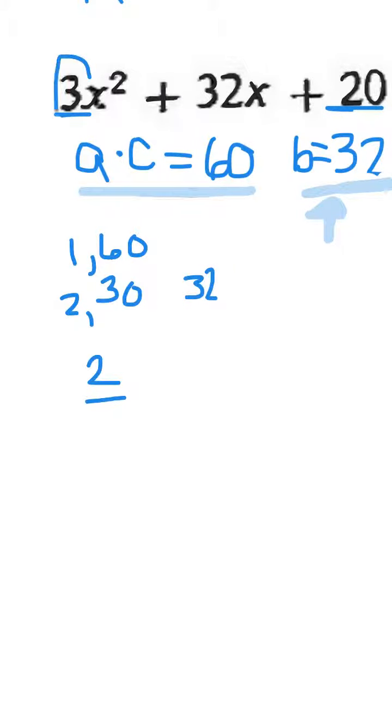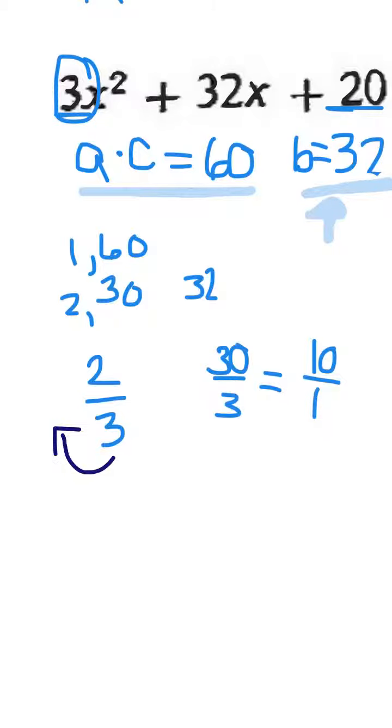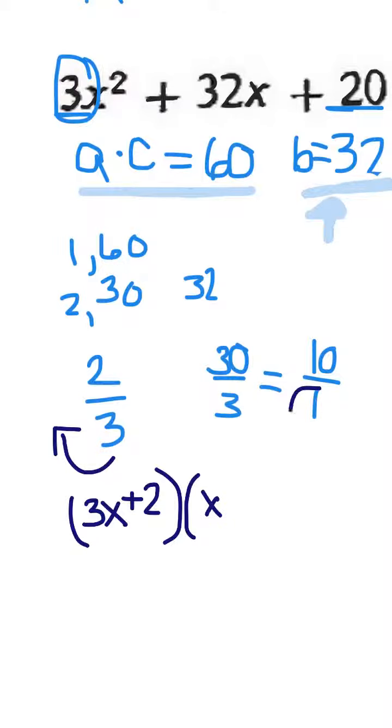My a is 3, so I write fractions 2 over 3 and 30 over 3. Simplify them. This one's already simplified, so this one is 10 over 1. So finally we go bottoms up with this problem. The 3 comes to the front, 3x plus 2. Everything's positive in this problem. And our other factor will be 1x, which is just x from the 1 in the denominator, plus 10.